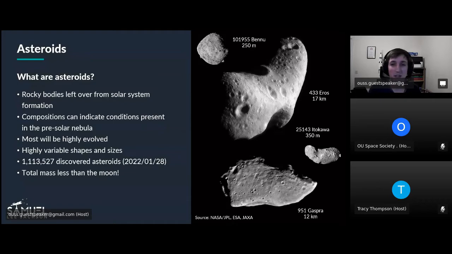As of the other day, when I wrote this slide, NASA listed over 1.1 million asteroids that have been detected to date, although there will be many, many more discovered over the coming years and decades to come. And even though there are so many of these asteroids, the total mass of all of them combined is still less than that of our moon, which I think is really quite incredible considering just how many there are.